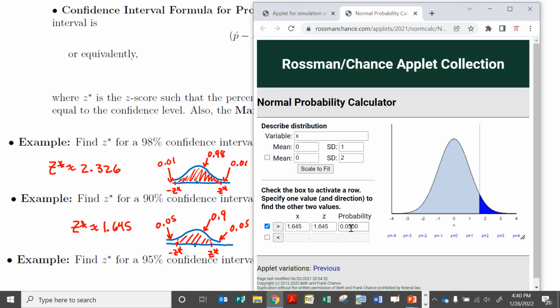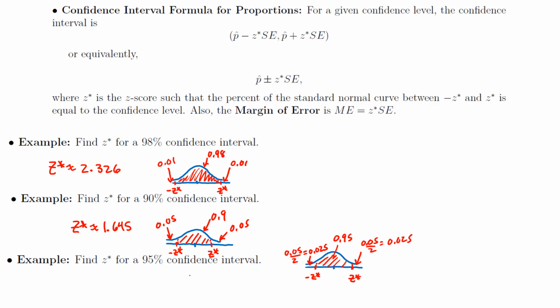So in my normal probability calculator, we get 1.960. So the more accurate version of when you use a 95% confidence interval is to use 1.960 rather than 2. Okay, they're very close, of course. I would never mark you incorrect if you use 2 instead, but this is a little more accurate, so you might as well use 1.96.